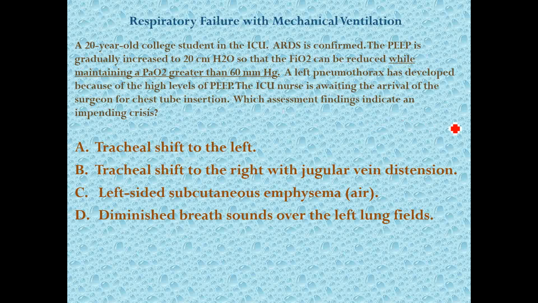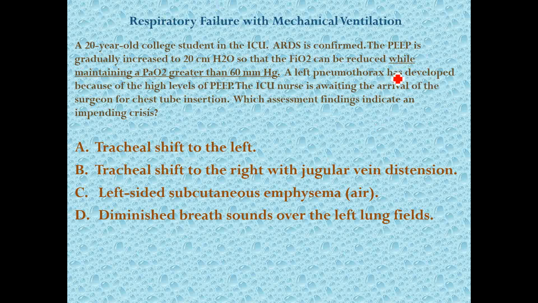A 20-year-old college student is in the ICU. ABGs confirmed the PEEP is gradually increased to 20 centimeters so that FiO2 can be reduced while maintaining a PO2 greater than 60. And a left pneumothorax has developed because of the high levels of PEEP, and so the ICU nurse is awaiting the arrival of the surgeon for a chest tube insertion, so which assessment finding is an indication of an impending crisis? So, oh my goodness, this is a lot of concepts that are in this question.